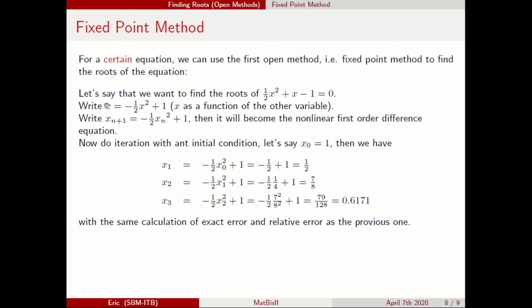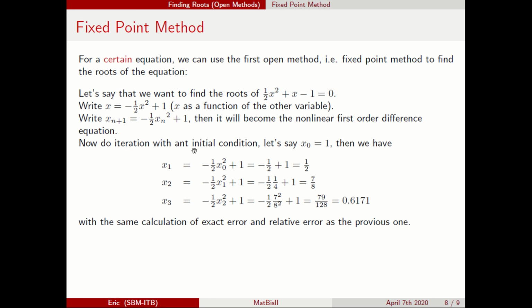So I can write x as x of n plus 1 on the left, and on the right-hand side, you use xn. So here we have a nonlinear first order difference equation. But we don't learn the nonlinear first order difference equation, so we will just do it numerically.